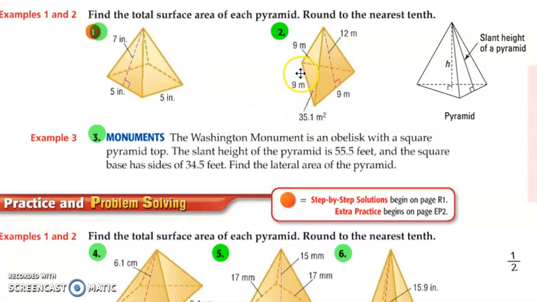Okay, this is a triangle. It's got a triangular base. And notice that they even give you the area of that base, and then you can calculate what the perimeter is also.